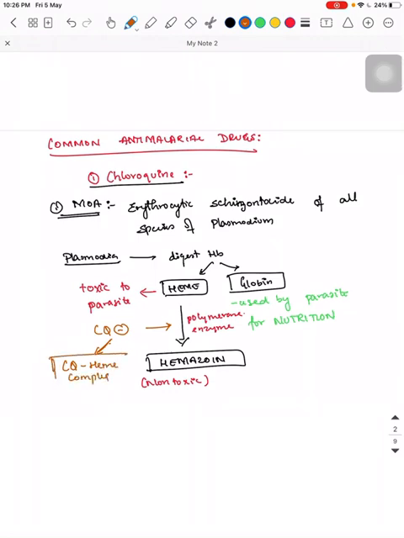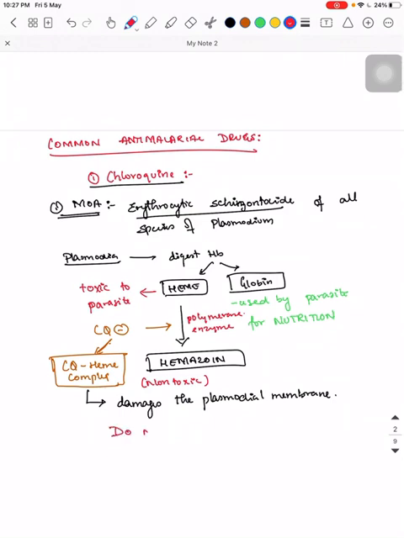Our chloroquine acts here. It inhibits the conversion of heme to hemozoin and forms a chloroquine-heme complex. This complex damages the plasmodial membrane, thereby destroying the malarial parasite. So this is the mechanism of action of chloroquine.